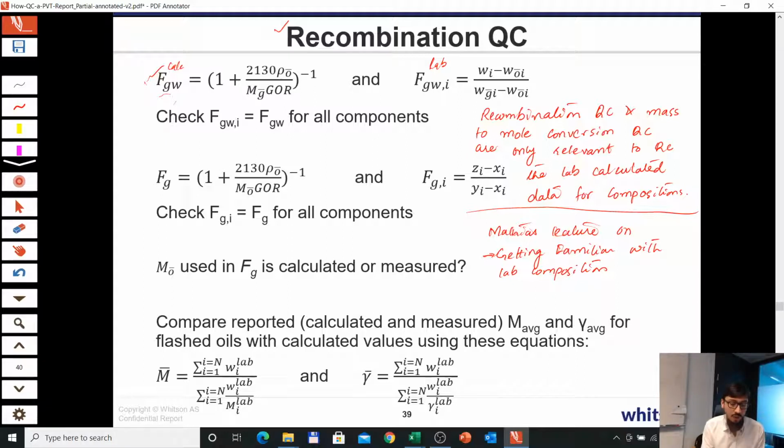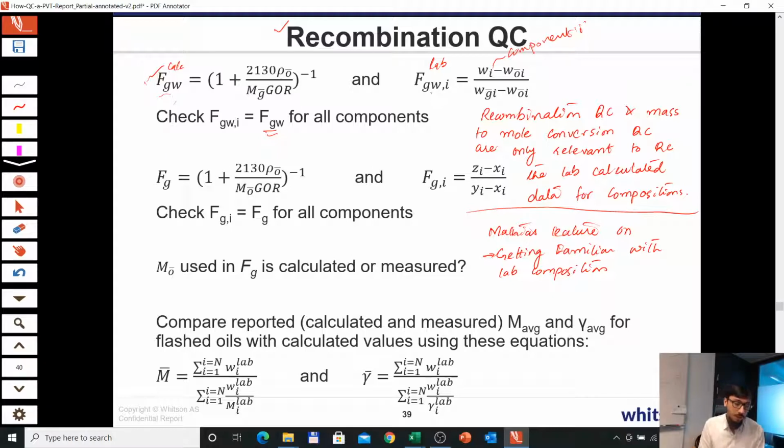the same as the FGW that we have calculated on the right from the reported composition? Most importantly, here we are using the mass fraction of a component I. So we have a bunch of components, C1, C2, C3. We calculate this for all the components, and it has to be the same for all components, and it should be the same as FGW calculated from the API, GOR, and gas molecular weight.